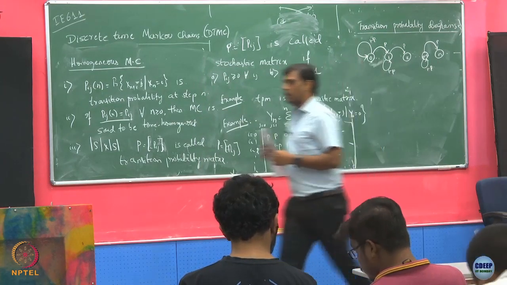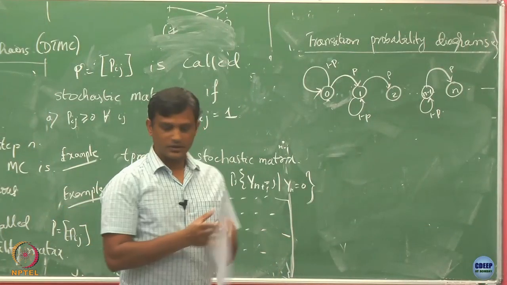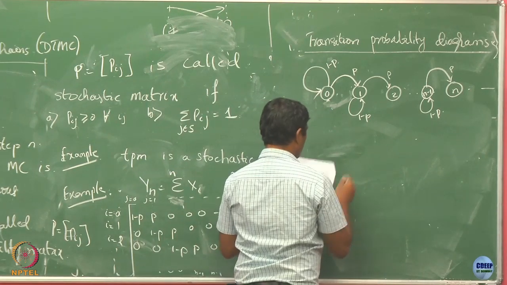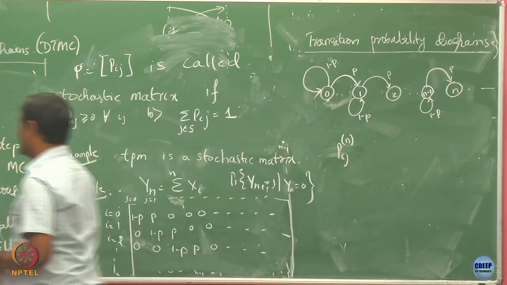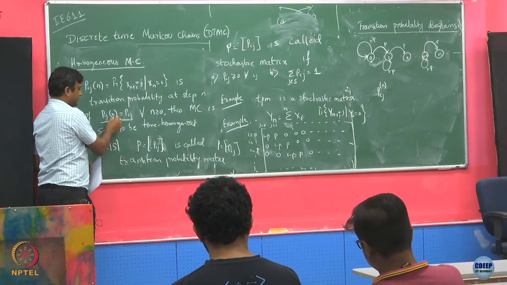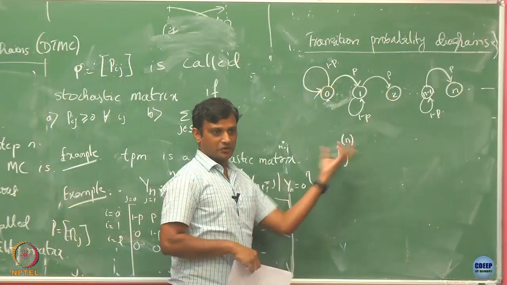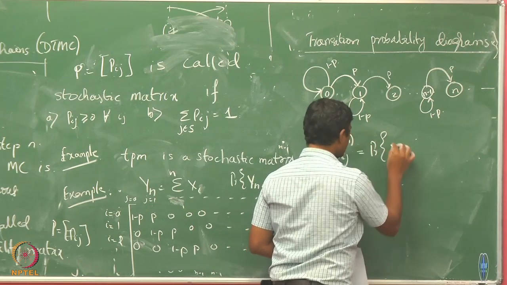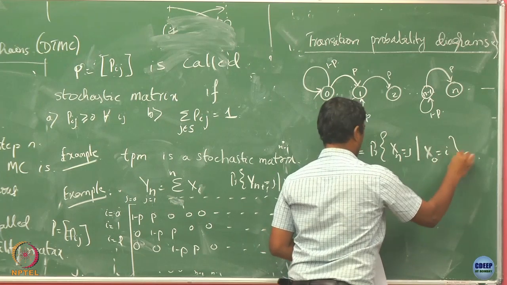Okay, next. Now I am going to define one more term here. Let us say I am going to define P ij superscript n. Notice that instead of writing n within parentheses, I am writing it as a superscript here. Now this has a different meaning. What I mean by this is the probability that X n equals j given X 0 equals i.